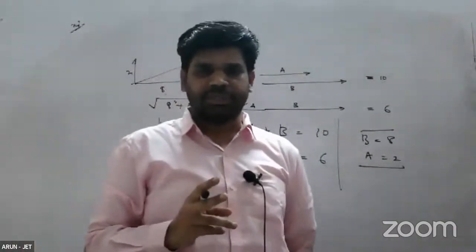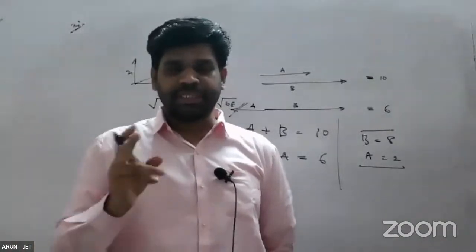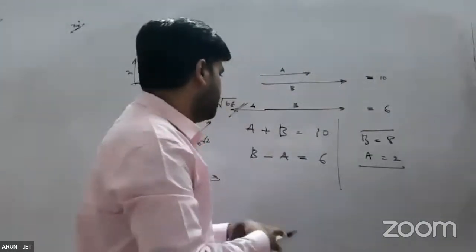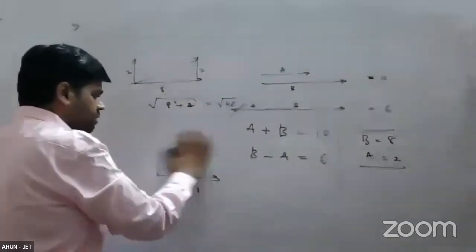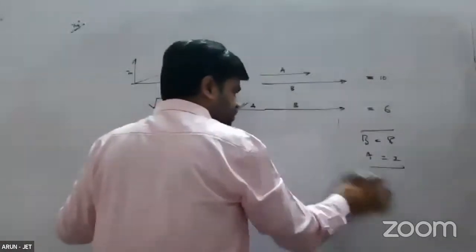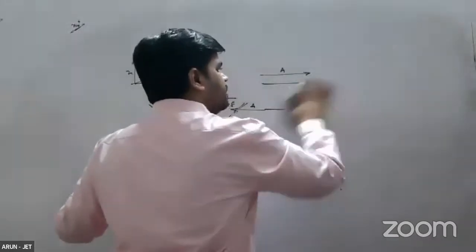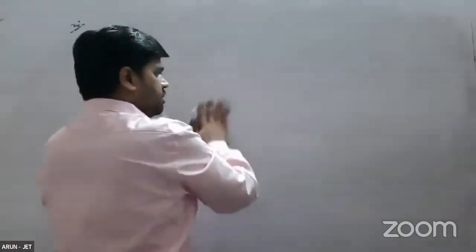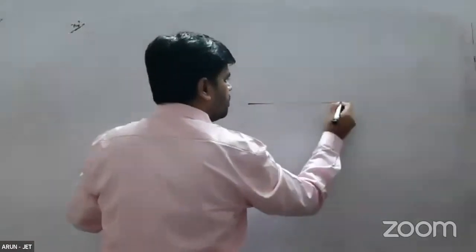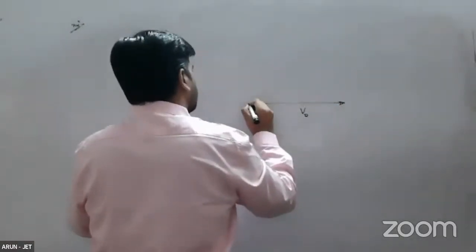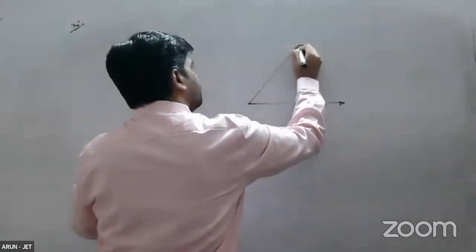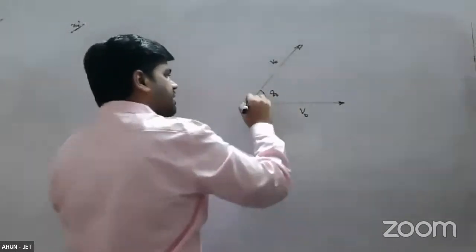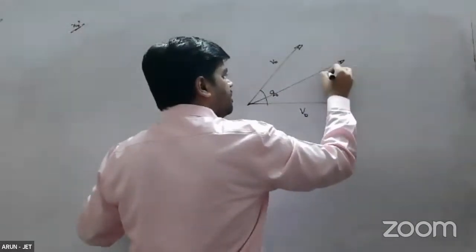There are two equal vectors, equal in magnitude. The resultant is the same as one of these vectors. I'm telling you the question. There are two vectors of equal magnitude. The angle between them is, let's say, theta. The resultant is also again of equal magnitude, V naught.